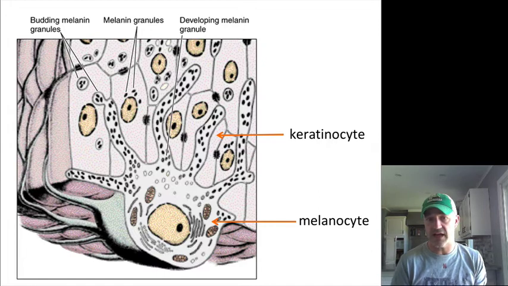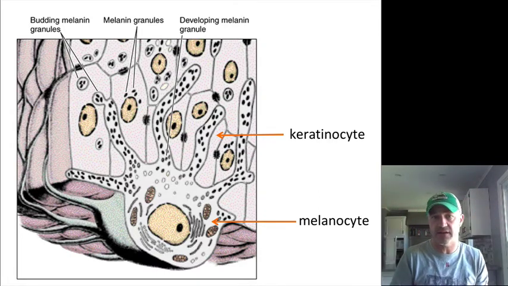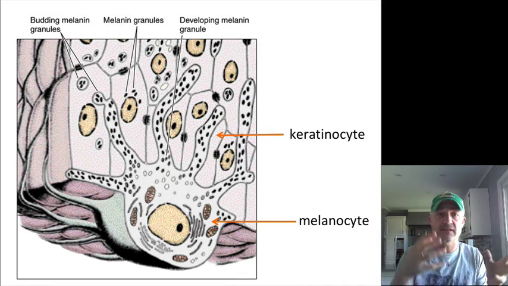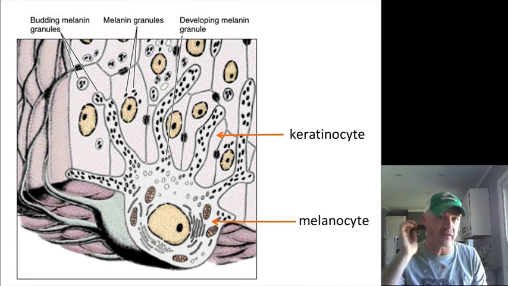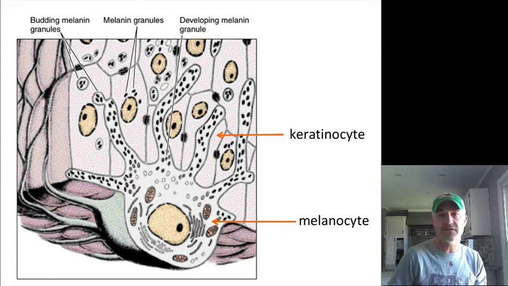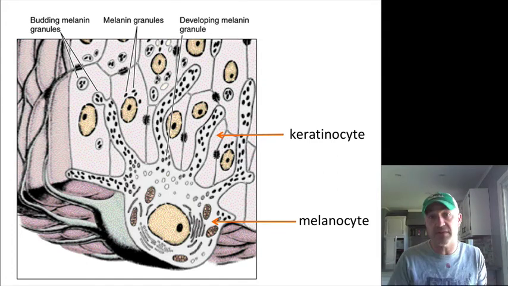So you can see the melanocyte right here kind of looks like a little jellyfish. It has these little legs that go out of it there. Those melanin granules will get released and they get taken up by those cells in the lower layers. It's those bottom couple layers just above the stratum basale.